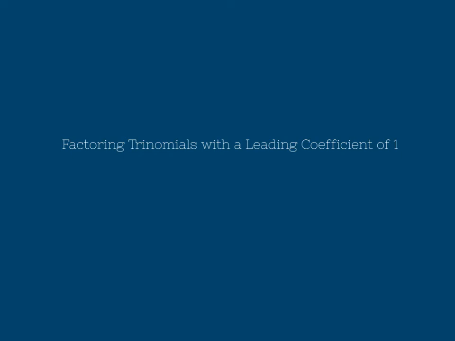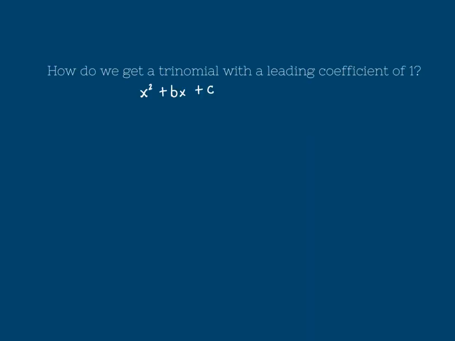In this video, we're going to talk about how to factor trinomials with a leading coefficient of 1. So, when we have a trinomial with a leading coefficient of 1, remember that we just have x squared, no other number in front of it, which means there's really a 1 here. And then we have our x term and our constant.